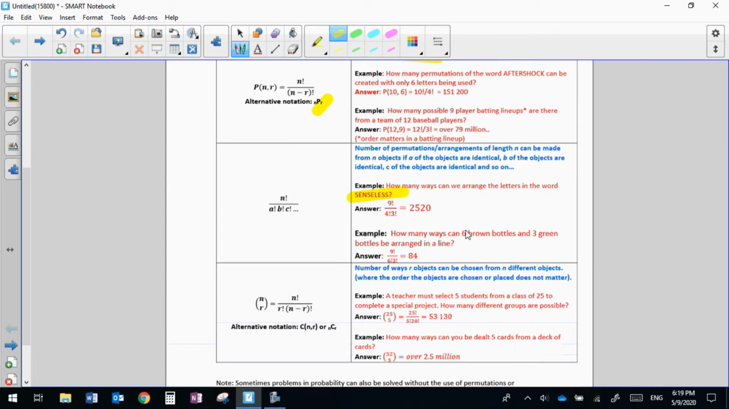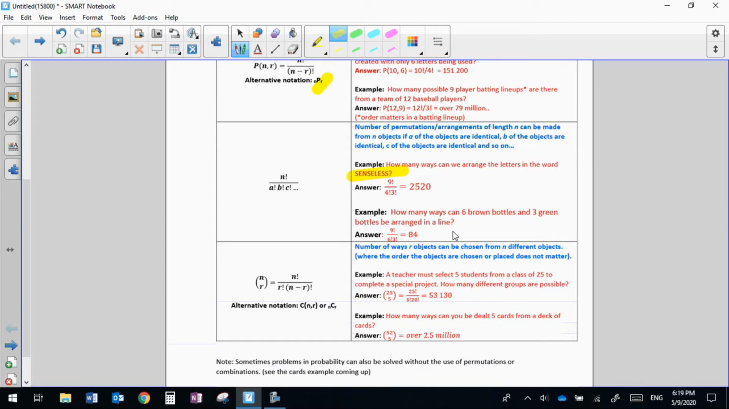We then finally moved on to n choose r, which is the number of ways r objects can be chosen from n total objects, where the order doesn't matter. For example, if I must select 5 students from a class of 25 to complete a special project, how many groups are possible? 25 choose 5. How many ways can you be dealt 5 cards from a deck of cards? 52 choose 5, which is a little over 2.5 million. So in the poker game we were playing, we each had 5 cards. You saw 3 possible poker hands out of over 2.5 million.